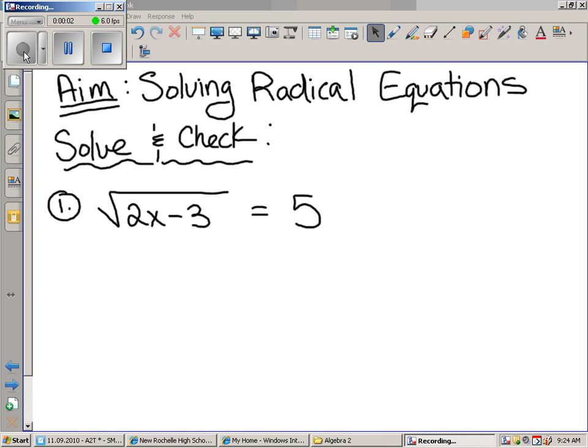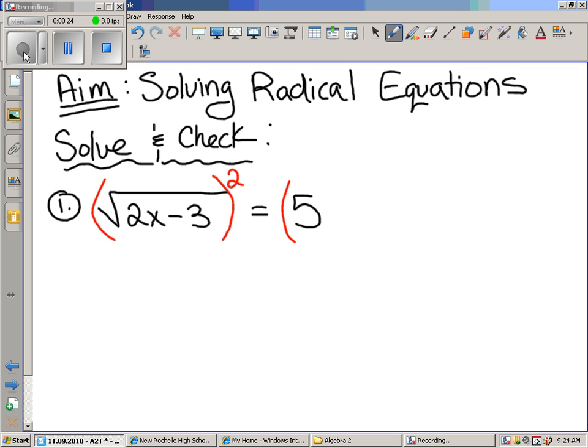Okay, today we're going to be solving radical equations, and our goal is to solve problems like problem number 1. How do you undo a radical? You multiply it by the same radical. In this particular case, this is a square root, so in order to undo it, we have to square both sides.